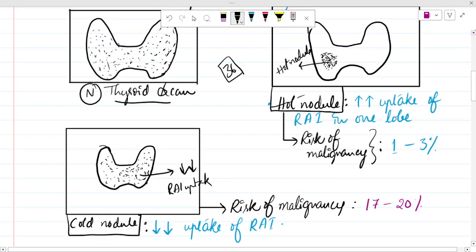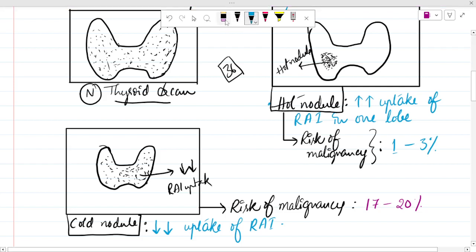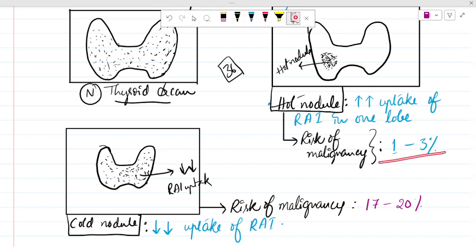Of course, these hot nodules and cold nodules may lead to changes that convert the normal state to a malignant state. That may lead to a malignancy. Now, what is the risk of malignancy in case of cold nodule? In case of hot nodule, we'll first discuss. In case of hot nodule, the risk of malignancy is 1 to 3%. But in case of cold nodule, the risk of malignancy is 17 to 20%.